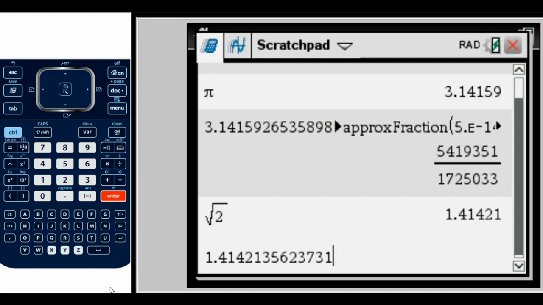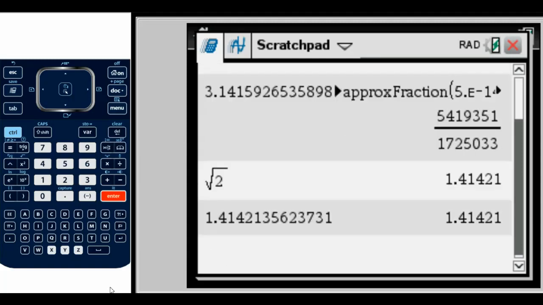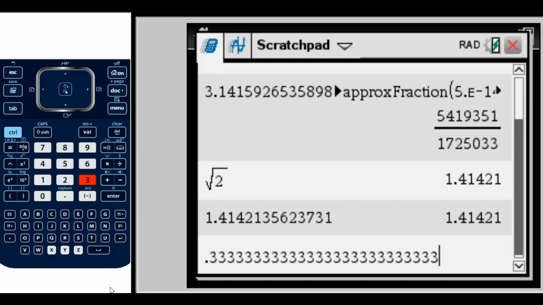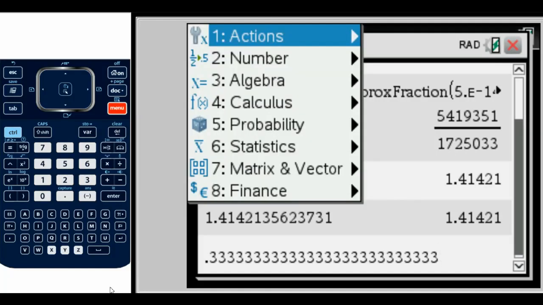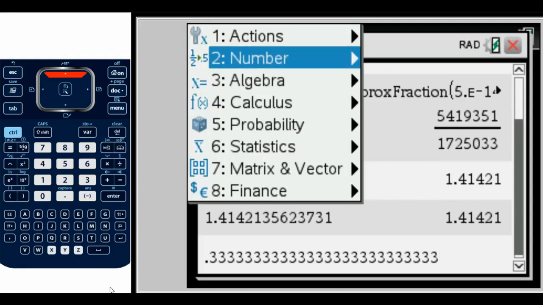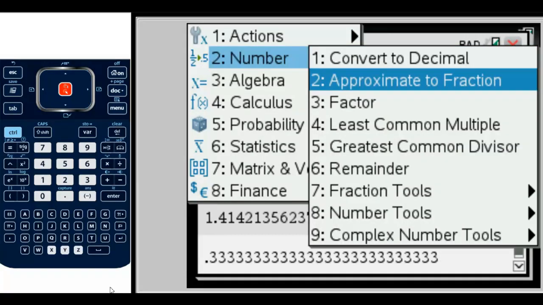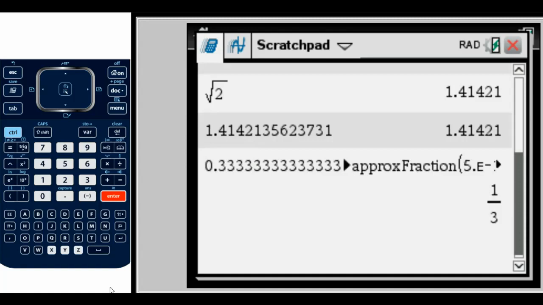I am going to give you an example of a number that has a repeating decimal that is rational, so that way you can see what the difference is. For instance, if I said 0.333333 and I just went on forever, that's actually a rational number, because even though it's non-terminating and it's repeating, this actually can be written in fraction form because it has a pattern. The pattern is that 3 repeats itself. So if I hit menu and I go to number and I go to approximate to fraction, it'll actually give us a valid fraction.